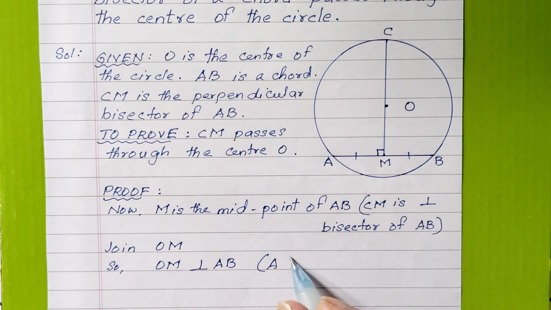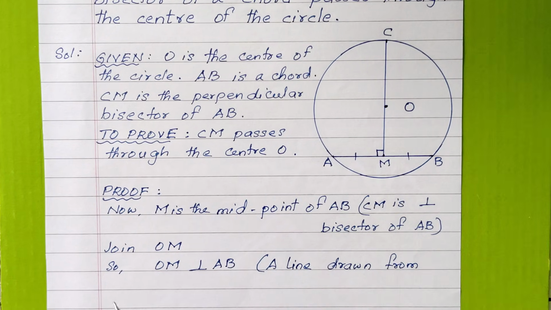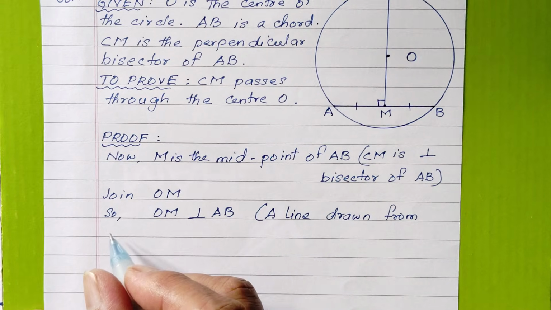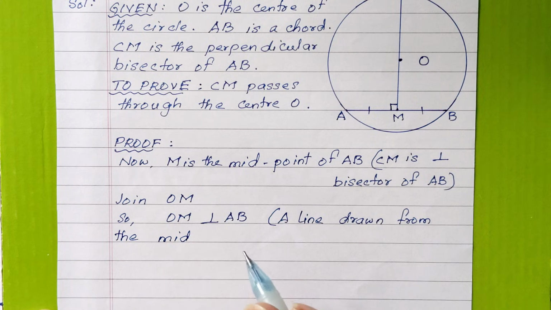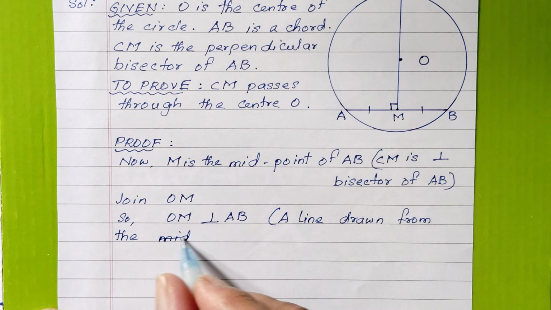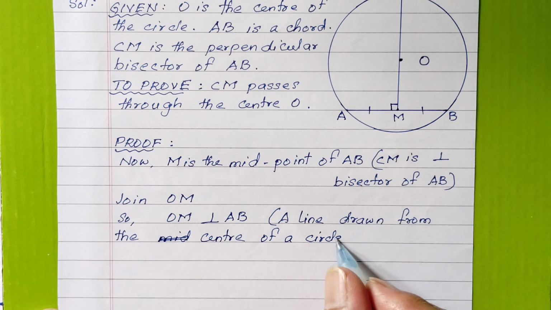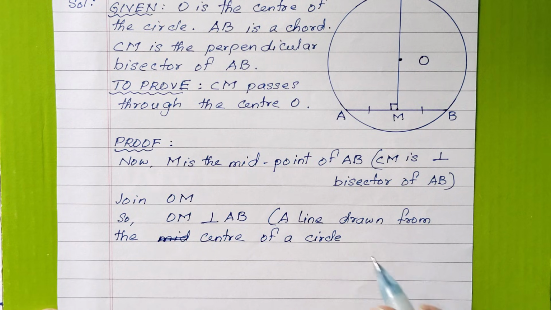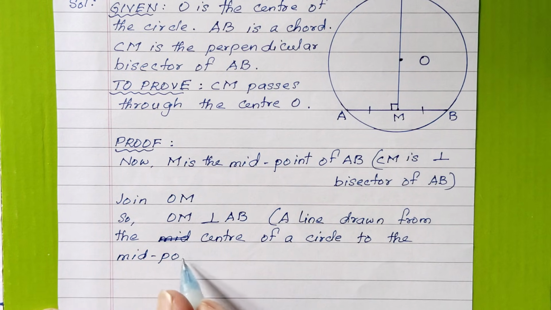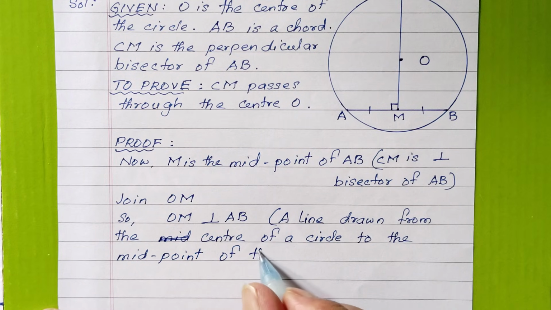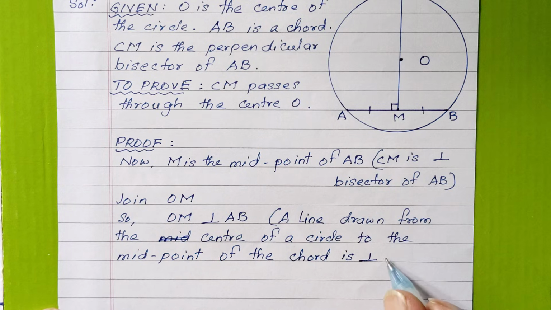A line drawn from the center of a circle to the midpoint of the chord is perpendicular to the chord.